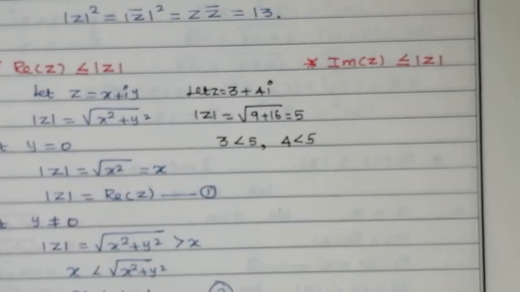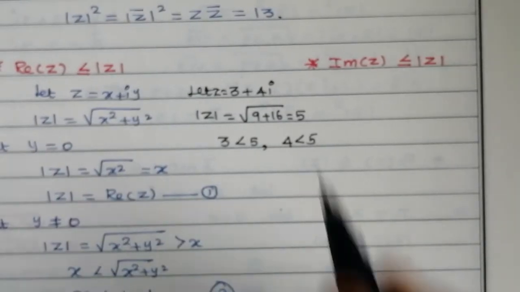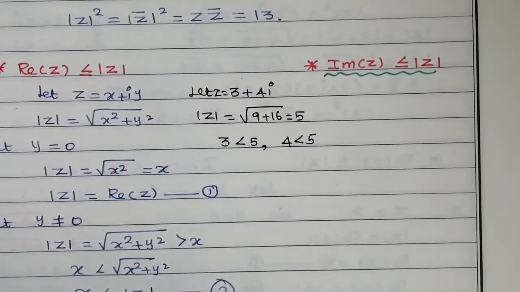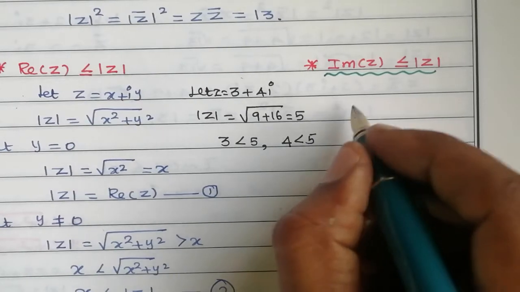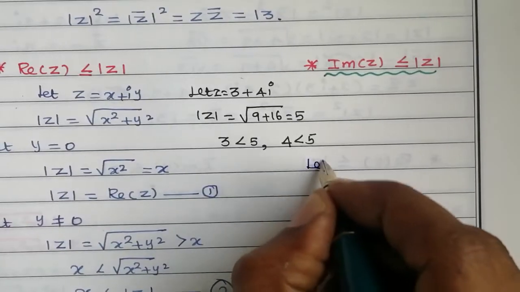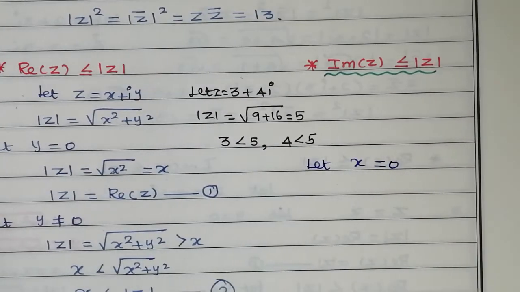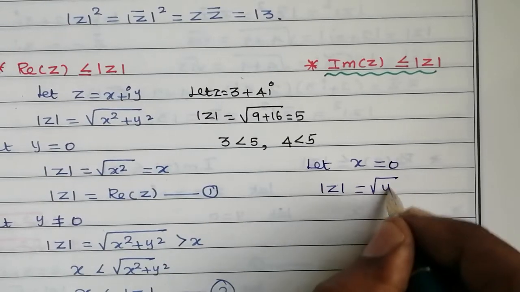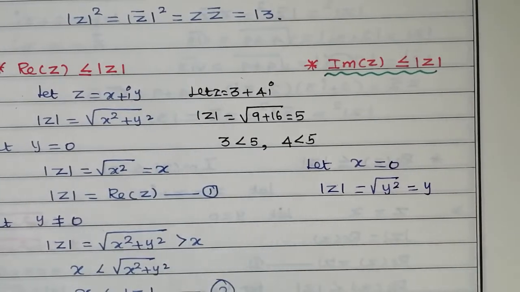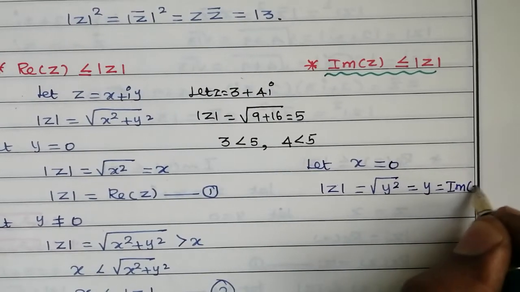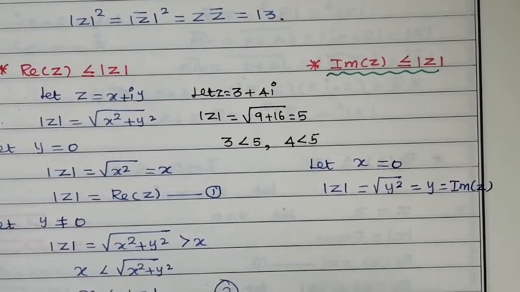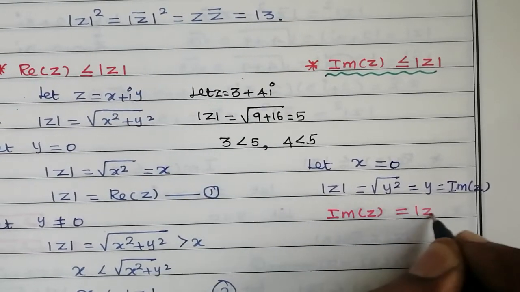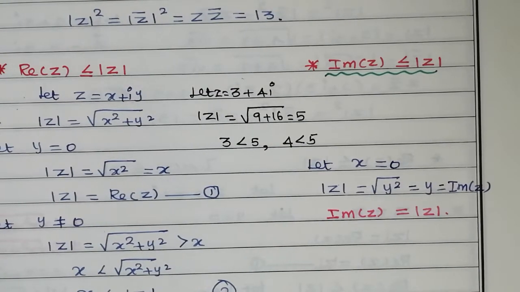Okay. Then the next property: imaginary part of z is less than or equal to modulus of z. The same condition. Suppose let x is equal to 0. So modulus of z equal to root of y square, that is equal to y, that is equal to imaginary part of z. So in this case, imaginary part of z is equal to modulus of z.